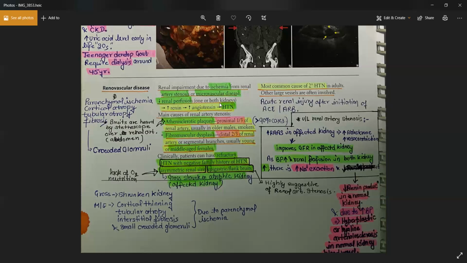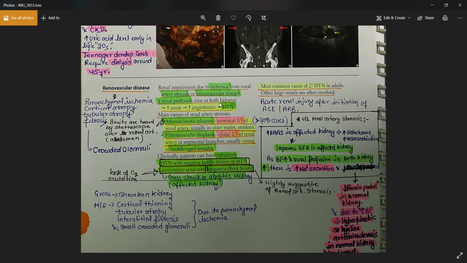You do the CT or MRI of the patient's abdomen, what you will find is the atrophy of the affected kidney, right? You do the biopsy of the affected part, what you will find is the fibrosis and the collection of the glomeruli on the affected kidney. The crowding of the glomeruli will be seen, fibrosis will be seen, atrophy of the cortex and medulla, and parenchymal ischemia, that you will find on the biopsy of the affected kidney.